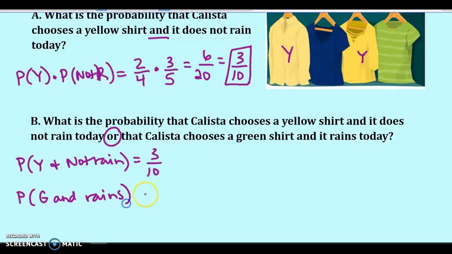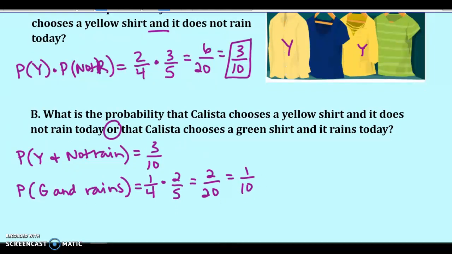So for this probability, the chances of her picking a green shirt are 1 out of 4. The chances of it raining is 40%, which is 2/5. So there's a 2 out of 20, or a 1/10 chance that she picks a green shirt and it rains. So now, because I'm looking at the probability that either of these things happen, either or, I take that first probability, which is 3/10, and I add it to 1/10. So there's a 4 out of 10, or a 2/5 chance that these things happen.